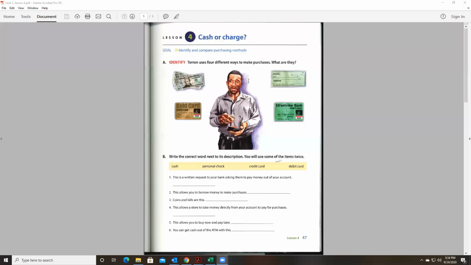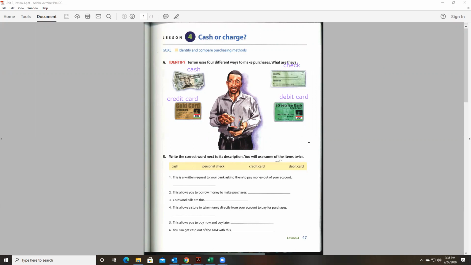Okay, so we have cash, right? Which we know that is your bills and your coins. Billetes y monedas. Okay, we have checks, or a check, un cheque personal. Looks like right here we have a credit card. And over here we have a debit card.